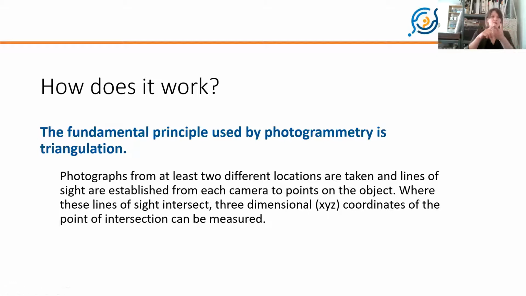That's where you get the X, Y, and Z coordinates. So if I took a picture of my face from here and of my face from here, and both of those images had, say, my nose in it, where those lines of sight intersect, the photogrammetry software can understand where the X, Y, and Z coordinate of my nose is. So I've got a few more graphs to make that a bit clearer.